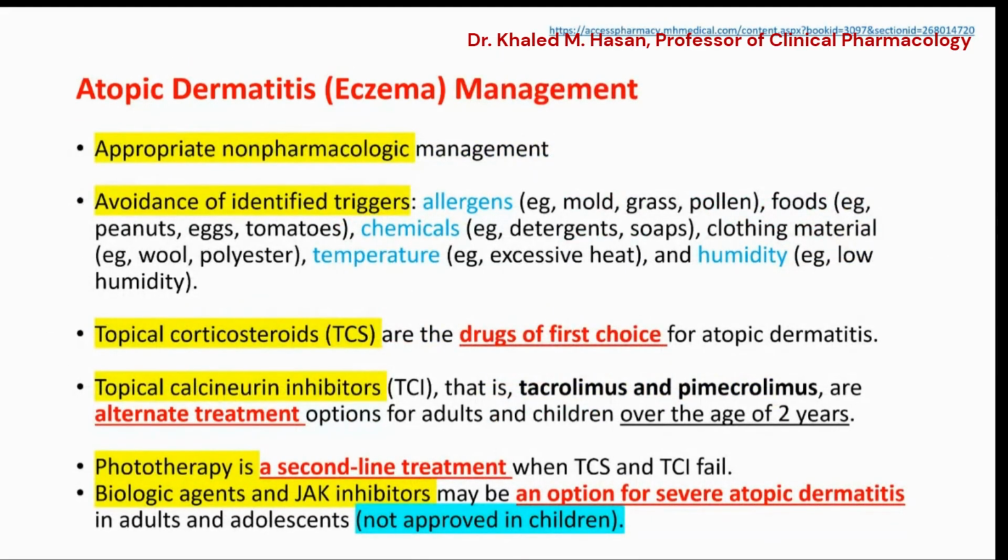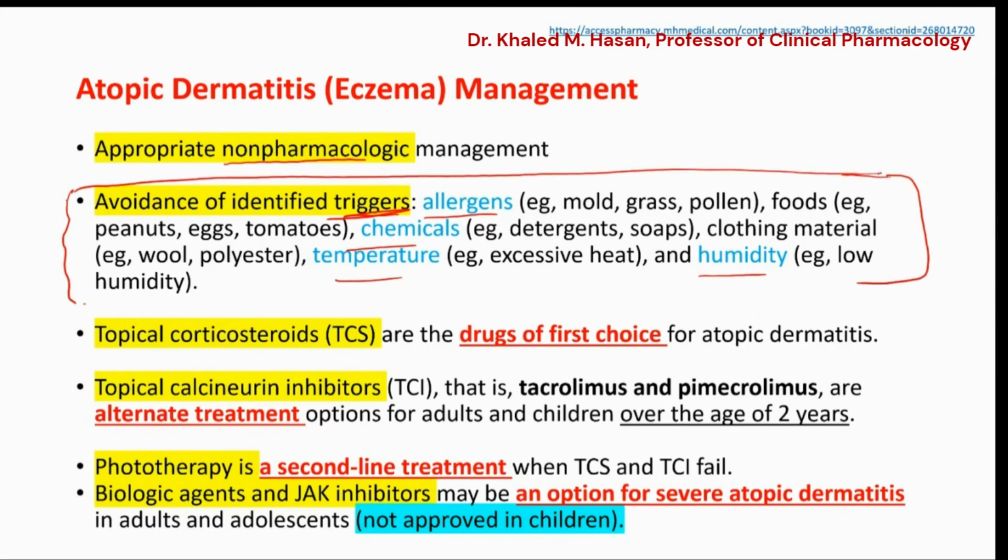Okay, how do we manage and approach the patient? I'm focusing on the treatment and management of dermatitis, or eczema. We can go with the non-pharmacological approach, avoiding triggers, for example allergens, chemicals, temperature, humidity. We need to read all this information. It's your responsibility to understand this. This is a non-pharmacological approach. If we have any triggers, we need to ask the patient to avoid them.